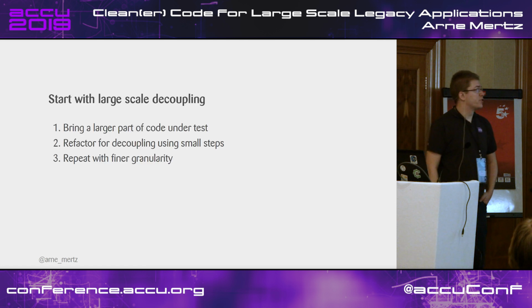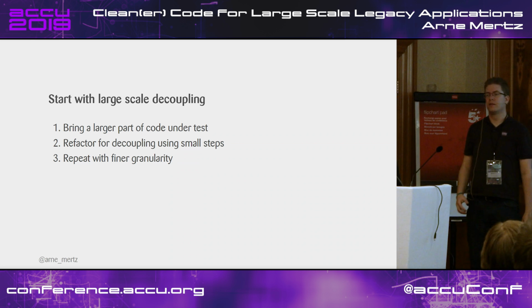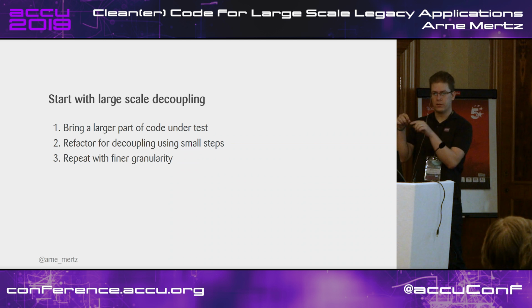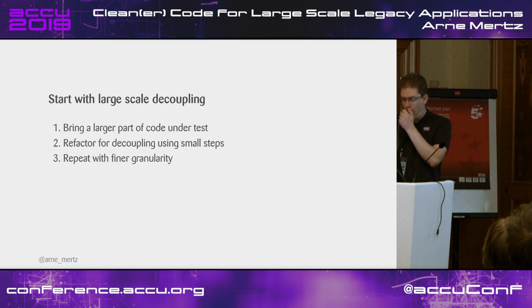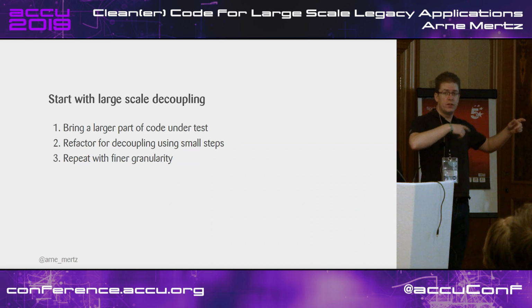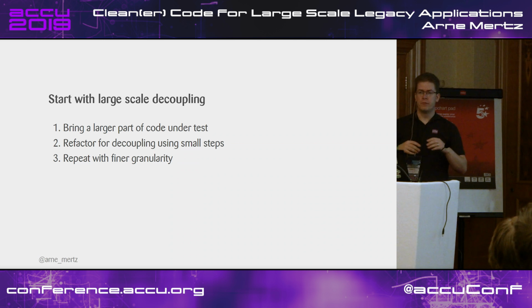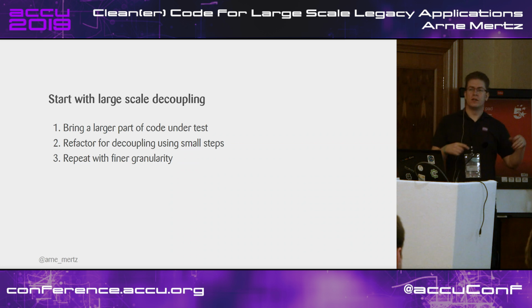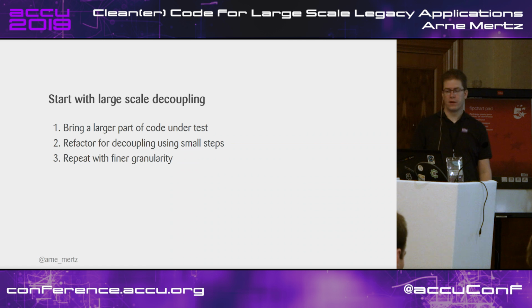So start with large-scale decoupling. First bring the whole code under test, break out a smaller piece, bring that one under test, and then break it down until you get down to unit tests. And having unit tests gives us the ability to do all this small-scale refactoring where we can be more rigorous, where we don't have to be that careful, because we are secured by tests that everything we do is not breaking our code base.